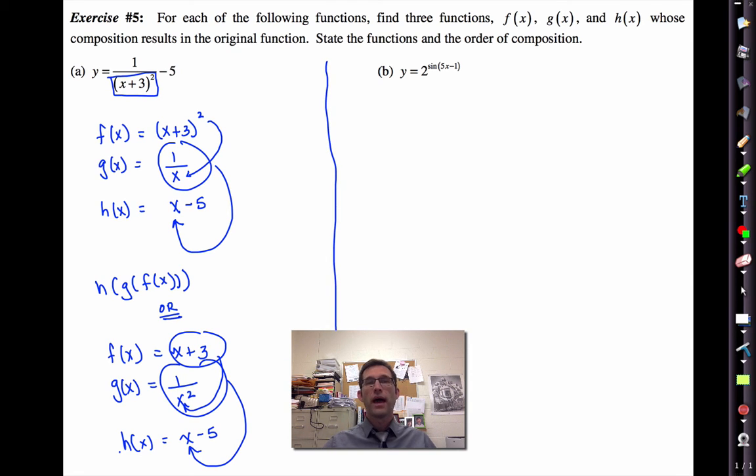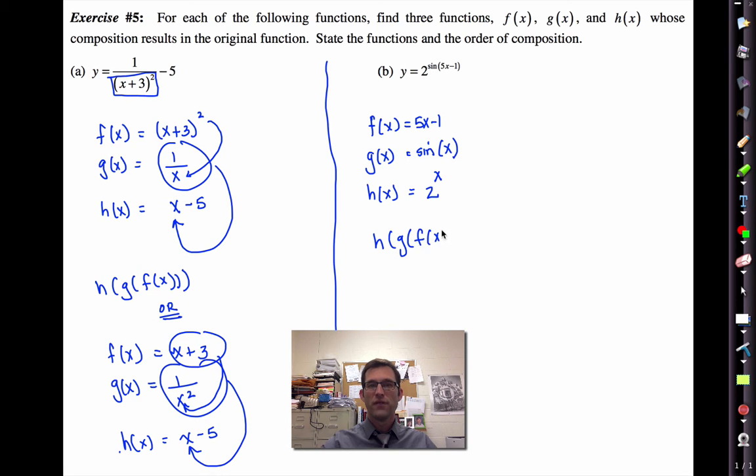Why don't you pause the video now and find at least one way to break letter B into the decomposition of 3 functions. All right. Well, I think that there's really one very good way of doing this. I think we're going to let f of x equal 5x minus 1. I think we're going to let g of x be the sine of x. And I think we're going to let h of x be 2 to the x. And then we'll have h of g of f of x.